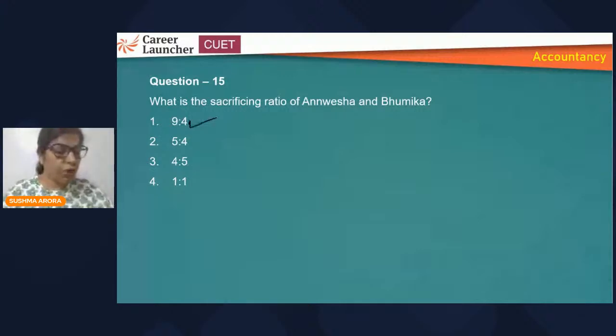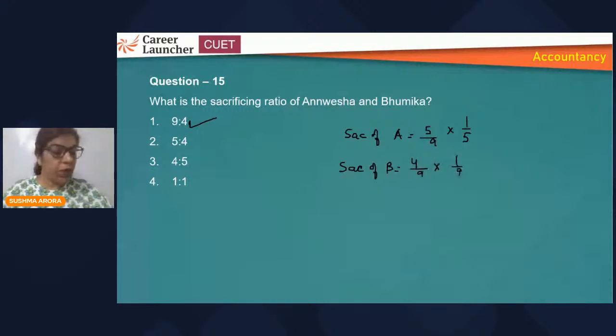9:4, as sacrifice of A is 5 by 9 into 1 by 5, and sacrifice of B, that means Bhumika, is 4 by 9 into 1 by 9. Okay, so that will be 9:4. Clear? Note down? Yes, Sanya, Ayush, Chahat, everyone is giving the correct answer. Very good, children. Now, see question number 16.